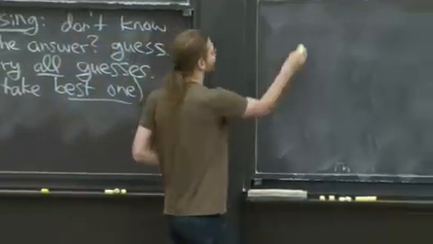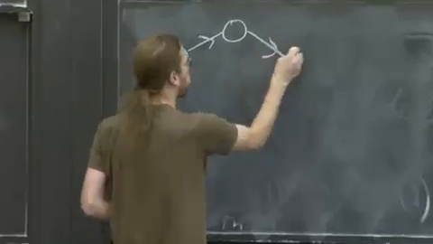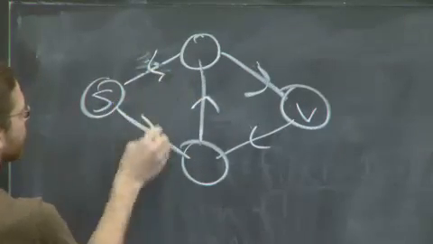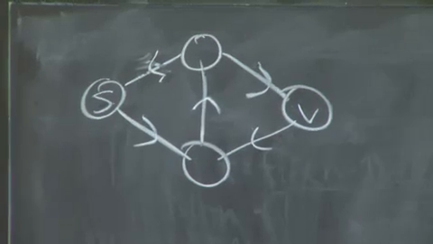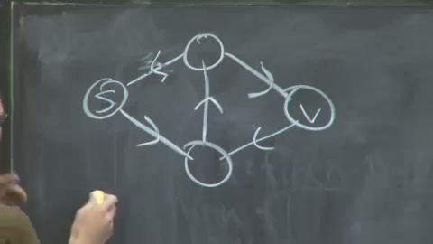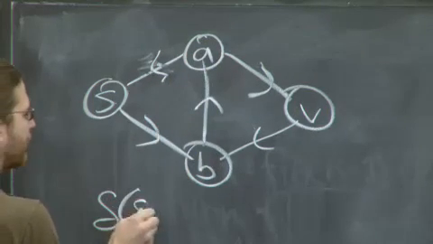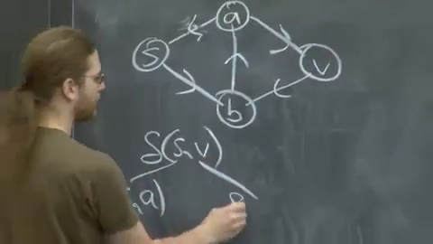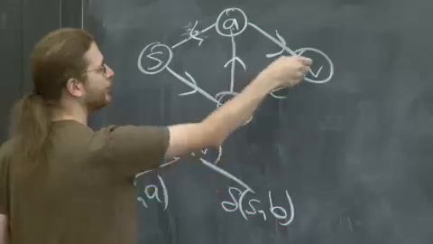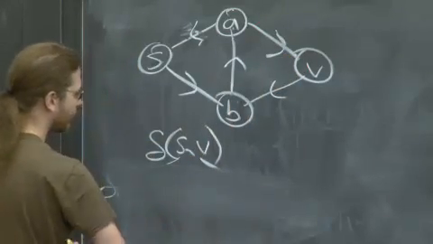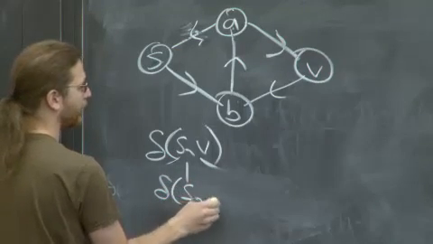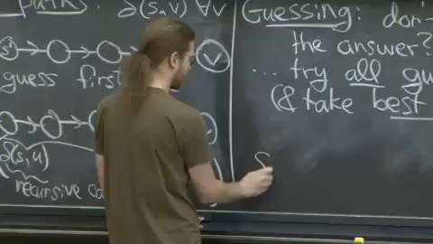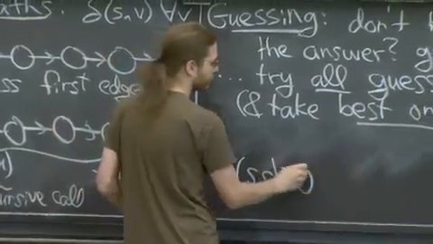All right, it's not so tricky. Let me draw you a graph. Something like that. So if we wanted to compute delta of s comma v, let me give these guys names A and B. To compute that, we need to know delta of s comma a and delta of s comma b. Or sorry, actually, we just need 1. There's only 1 incoming edge to v. So it's delta of s comma a. Sorry, I should have put a base case here too. Delta of s comma s equals 0, let's say.